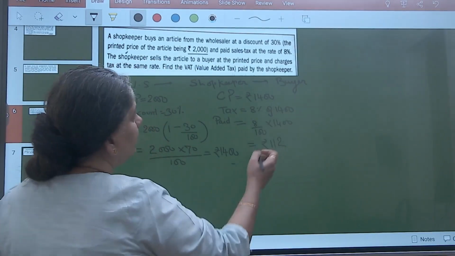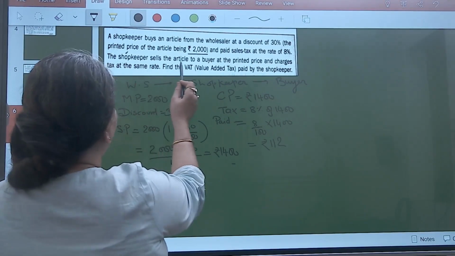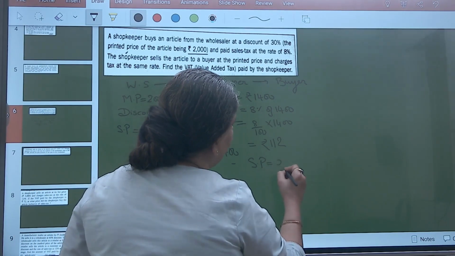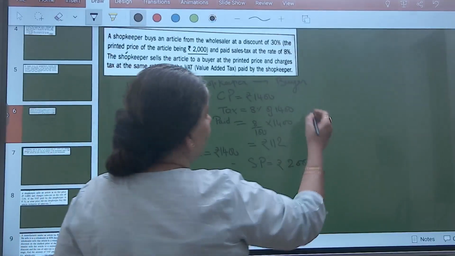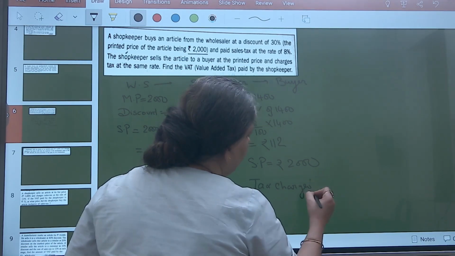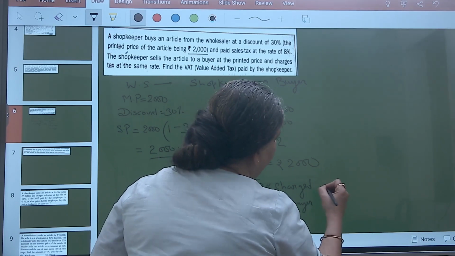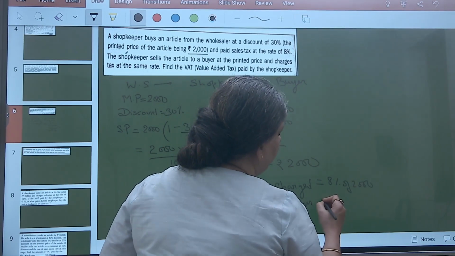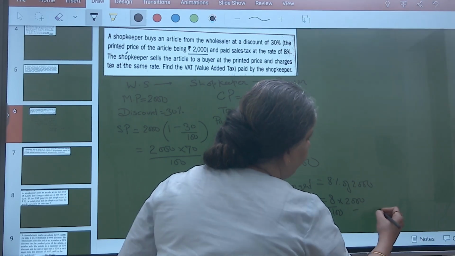Okay. Now he is selling it to the buyer for rupees 2000. Here it is said the shopkeeper sells the article to a buyer at the printed price, that is 2000. So his selling price is rupees 2000. Again he will have to charge the tax from the buyer. So here you can write tax charged from the buyer. So again tax charged is 8% of 2000. You solve this, you will get rupees 160.